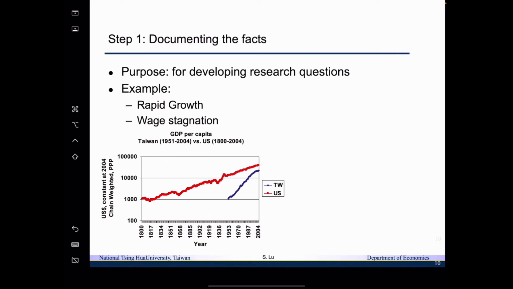The second example is about the wage in Taiwan. As you can see in here, the wage grew rapidly from 1980 to the 2000s, but after the 2000s, the wage remained roughly constant. We call it wage stagnation. So an immediate research question following this fact is, why does Taiwan have wage stagnation? To answer this question, we need to move to the second step.